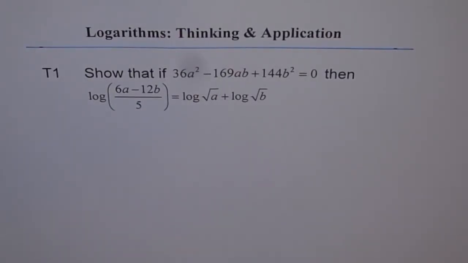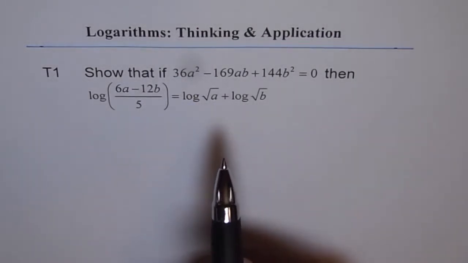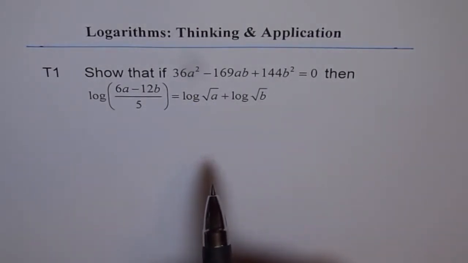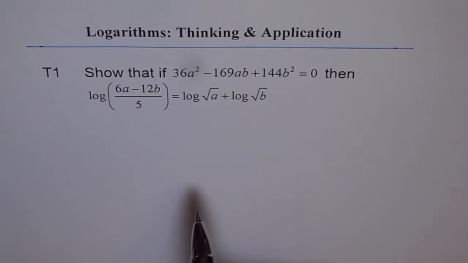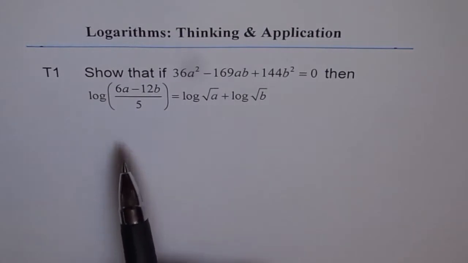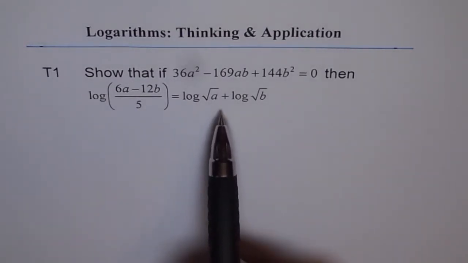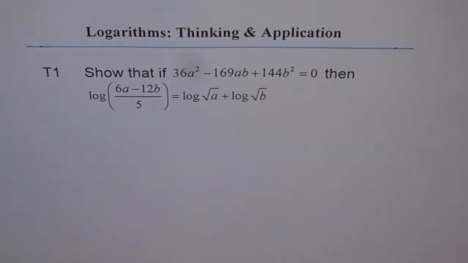Logarithms, thinking and application problems. Here in this set of series we have excellent problems, and they require factoring skills more than anything else. Problem 1: Show that if 36a² − 169ab + 144b² = 0, then log of (6a − 12b)/5 equals log of √a plus log of √b.